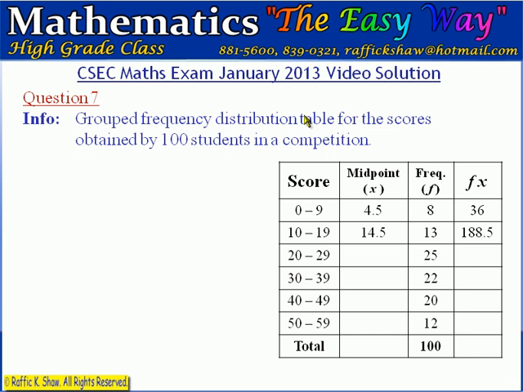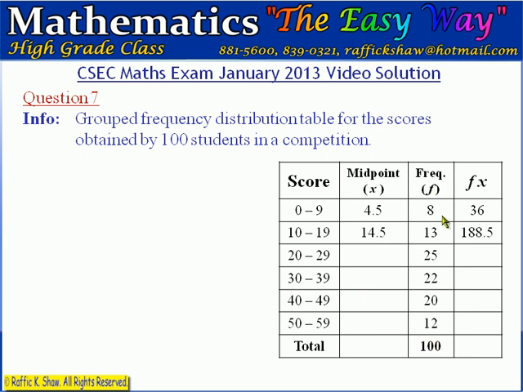We are now at question 7 of the CSEC Maths January 2013 video solution, and this question 7 gives us a grouped frequency distribution table for the scores obtained by 100 students in a competition. So these are the scores, these are the class midpoints, this is a group frequency distribution table. So these are the classes, 1, 2, 3, 4, 5, 6 classes, and these are the midpoint values. The table is not completed.